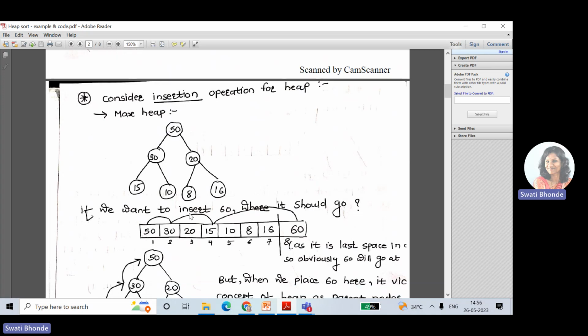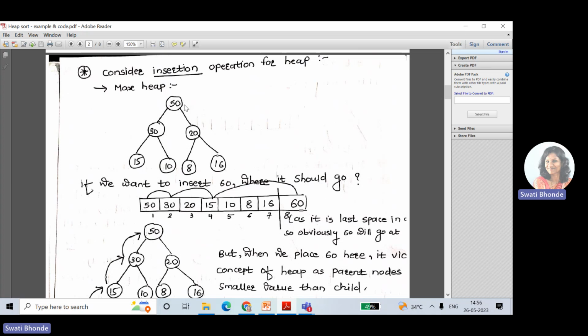So if I want to represent this tree in the form of an array, this is how it will look. In the array, the nodes are kept level wise. So index 0, level 0, that is 50. Then at the next level 1, elements 30 and 20 will be stored. Then at the next level, 15, 10, 8 and 16 will be stored, and so on.